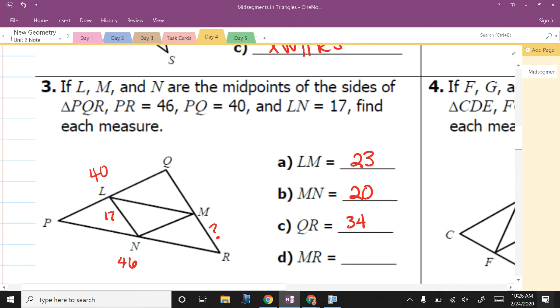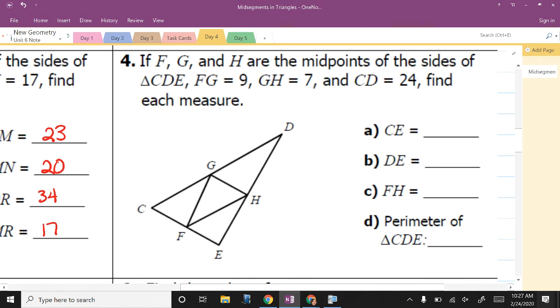Next, they want me to find MR, which is this little segment over here. How would you find MR? Yeah, we said this whole thing was 34, right? And so it's going to be half of 34, which is what? 17. Does that look familiar with something? It equals its mid-segment, didn't it? Right? Because they're both half of QR. Y'all see that? Does that make sense? Yeah. So if dividing by 2 hurts your brain, then you should know it's the same thing as its mid-segment, right? Okay, good job.